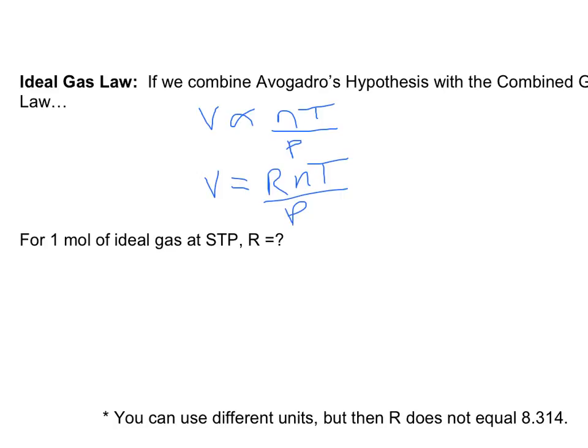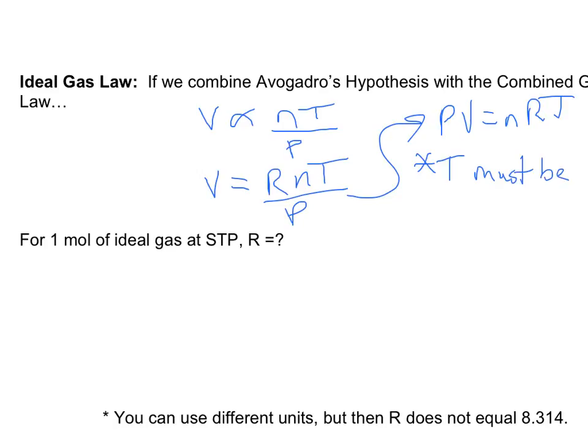Scientists usually rearrange this equation so that it's a single line of text with no fraction. And when you do that, you often see the form, which we'll use, is PV equals nRT. Now there's only one condition on this equation. Temperature has to be in Kelvin. You also need to know what the value of R is.